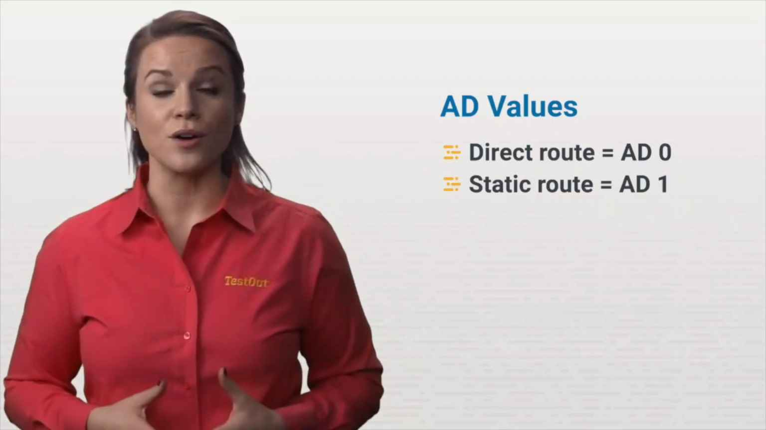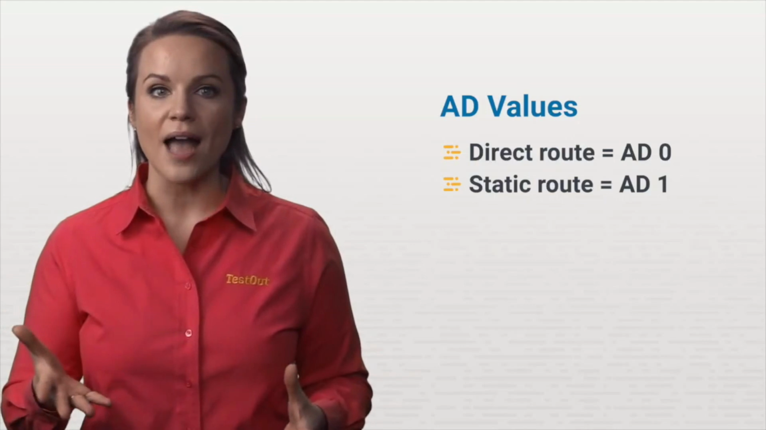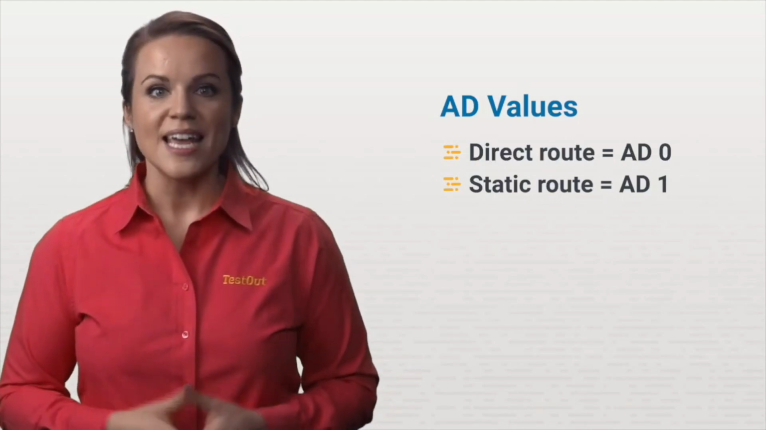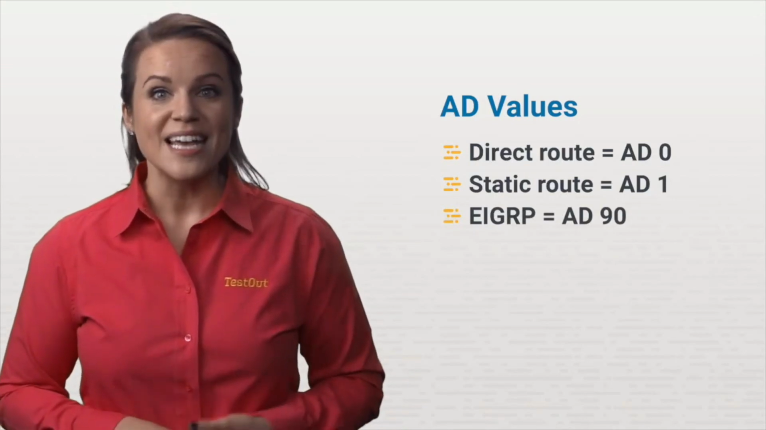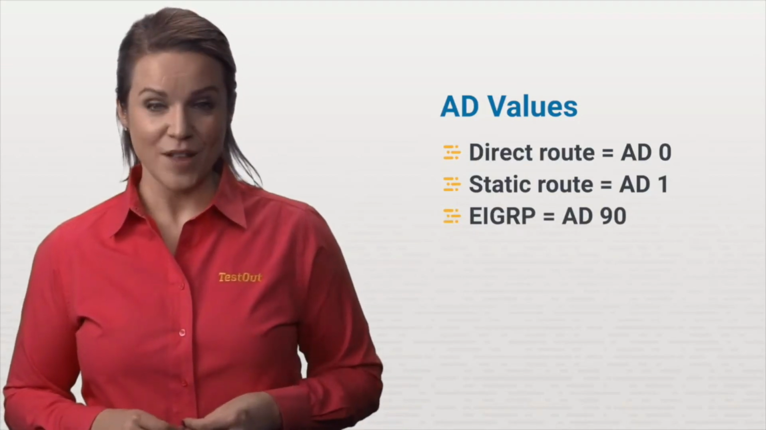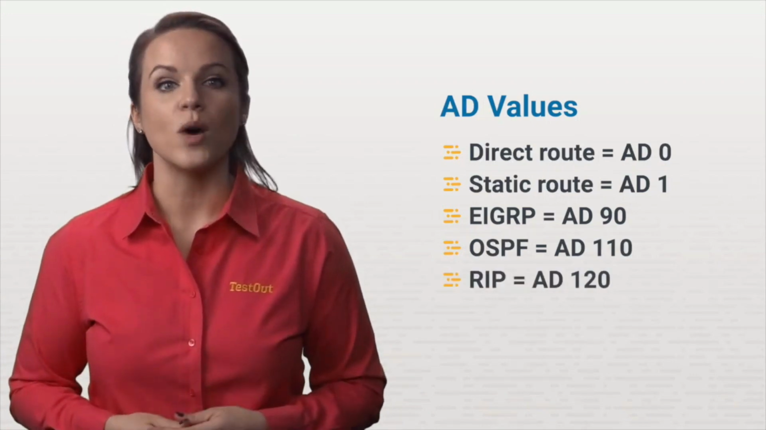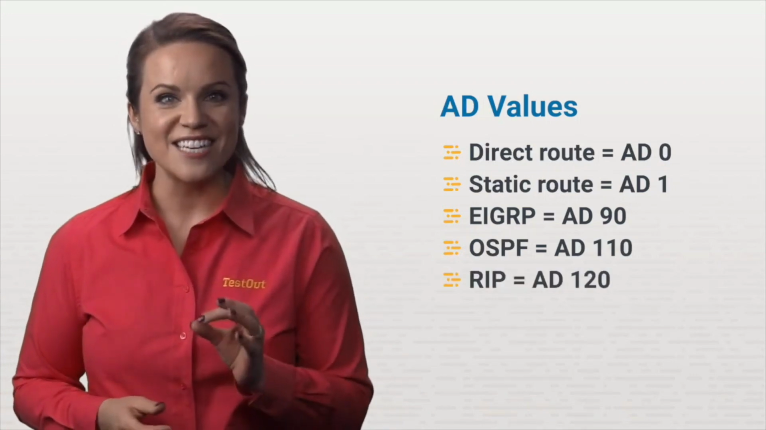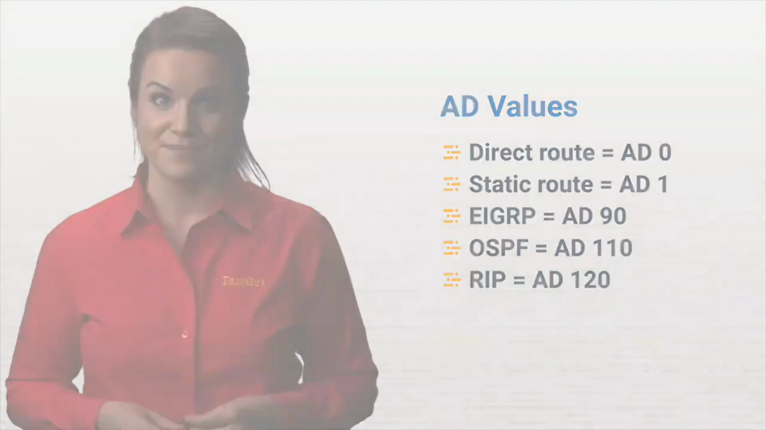What about the routing protocols? Each protocol has a default starting value that you can override depending on your network needs. Enhanced Interior Gateway Routing Protocol, EIGRP, is set at 90 by default. OSPF defaults to 110. RIP has a default value of 120. The highest AD value you'll ever see is 255, which is considered unusable.